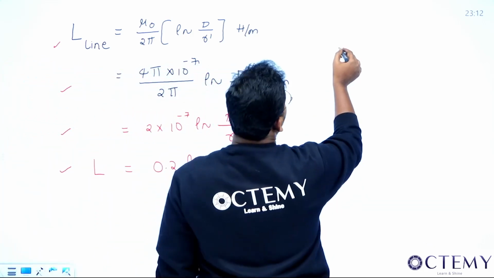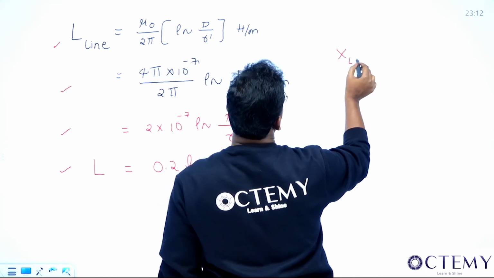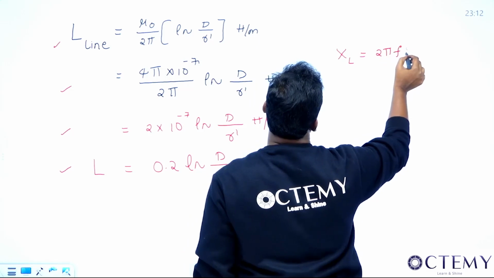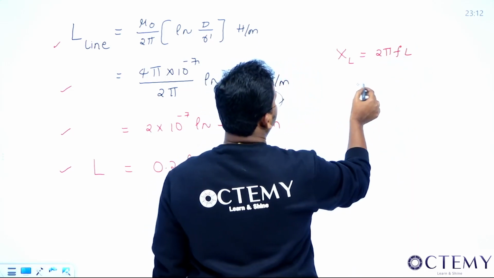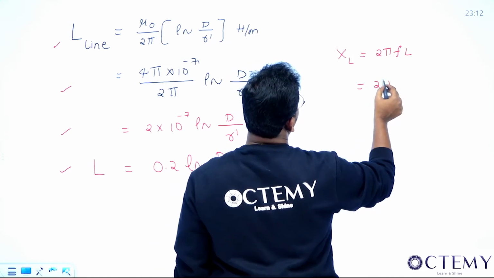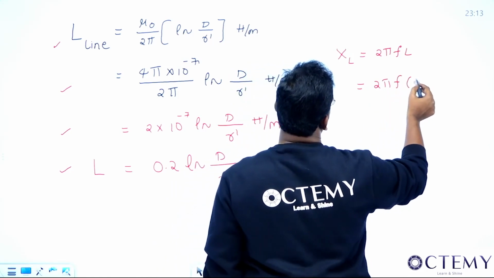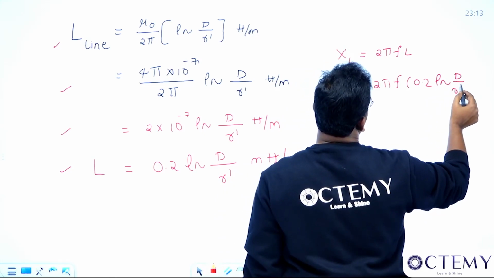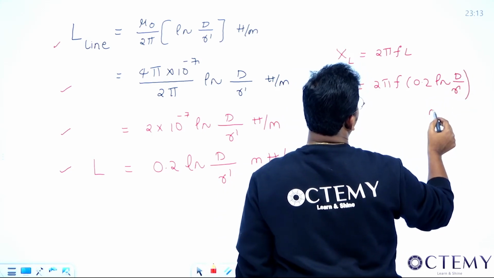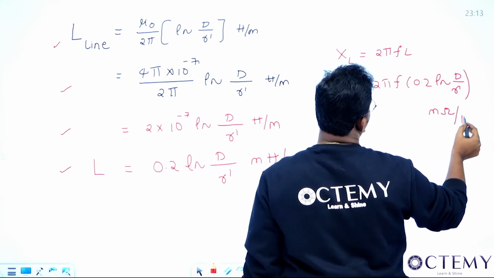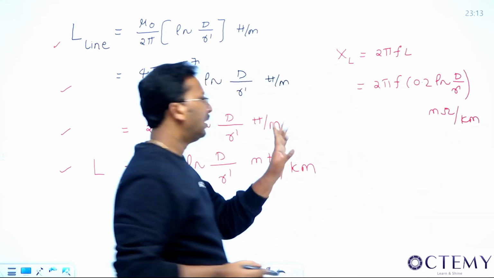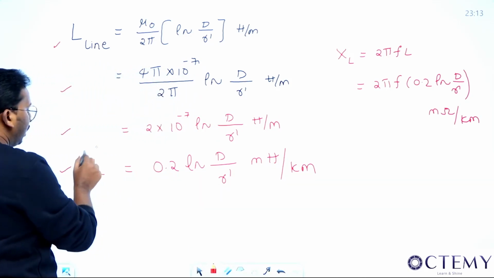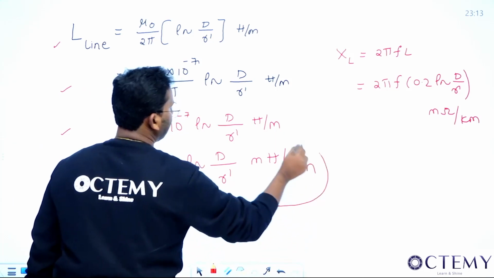If someone is asking you what is XL, XL will be equal to 2 pi L, right? So that should be equal to 2 pi F into 0.2 into ln d by r dash milli ohm per kilometer. Because this is millihenry, so that will become milli ohms, right? So these are the formulas which you'll have to remember from this particular lecture, sir.